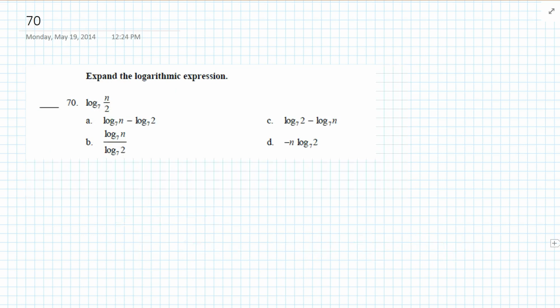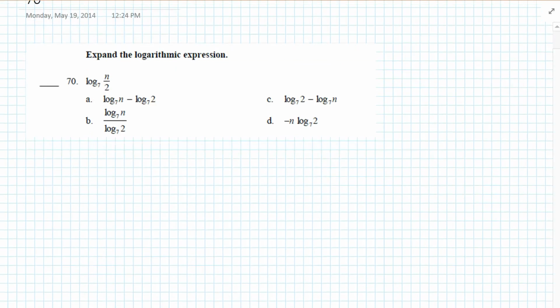70. Expand the logarithm. Log base 7 of n over 2. That'd be the same thing as log base 7 of n minus log base 7 of 2. The answer is A.